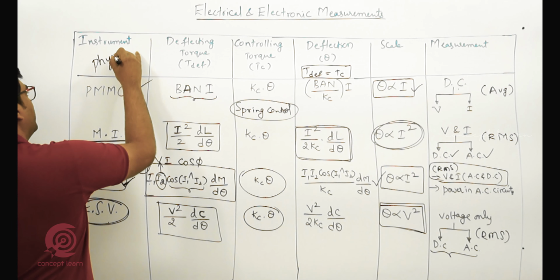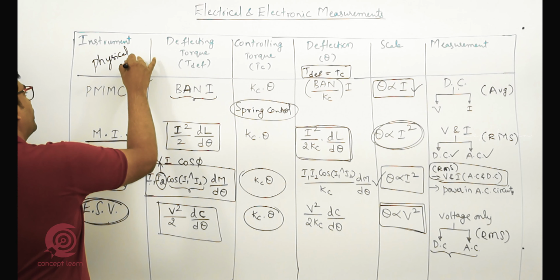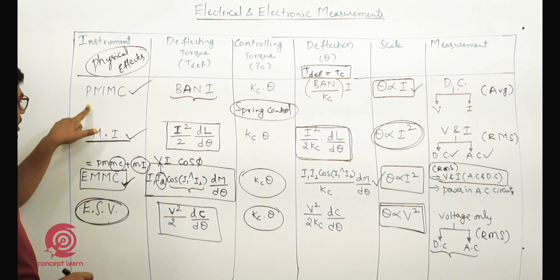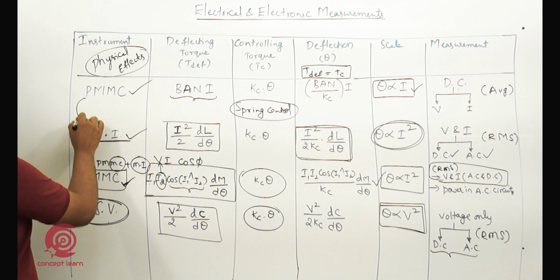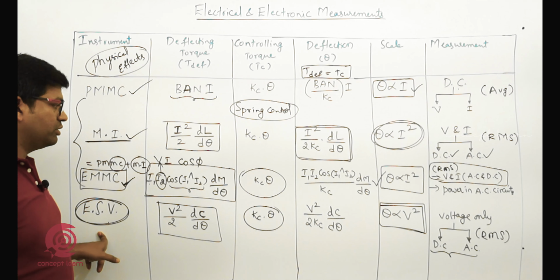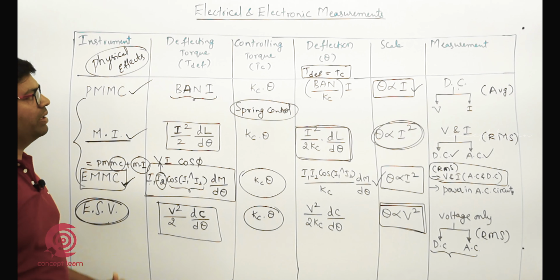We are using different physical effects to produce this deflecting torque. So moving iron type instrument, PMMC, EMMC, all these are working based on magnetic effect. This is working based on electrostatic effect. These are the instruments, okay, right?